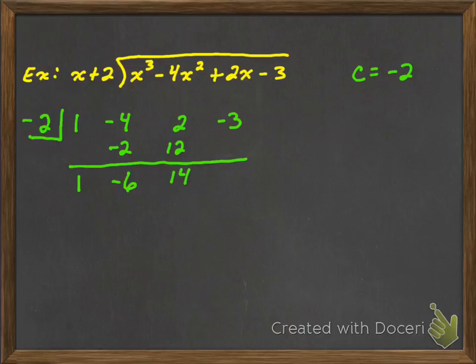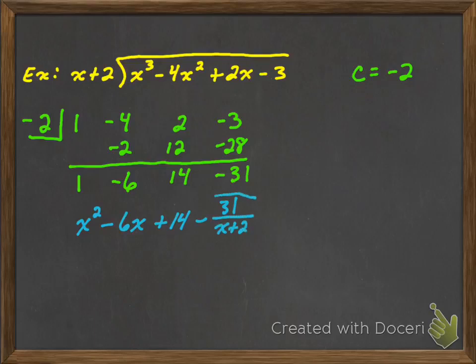Multiply, the answer here, -28. And then add these two together, which is -31. Since our original problem started with x cubed, this answer will start with x squared. So we will have 1x squared minus 6x plus 14, and then this is our remainder, so we will put minus 31 over, and then we divide it by the x plus 2.